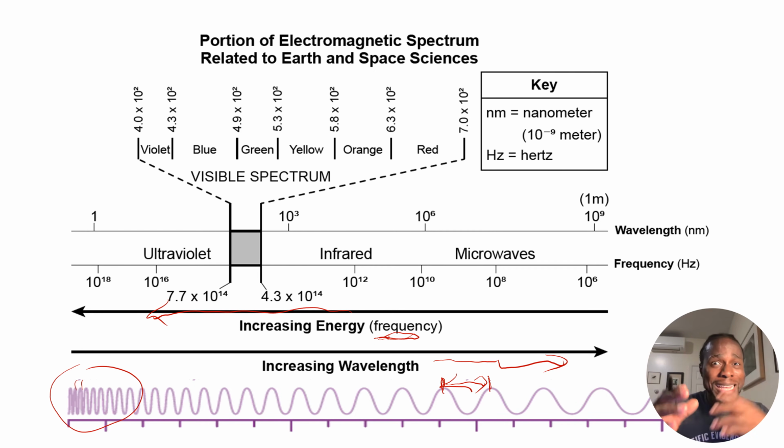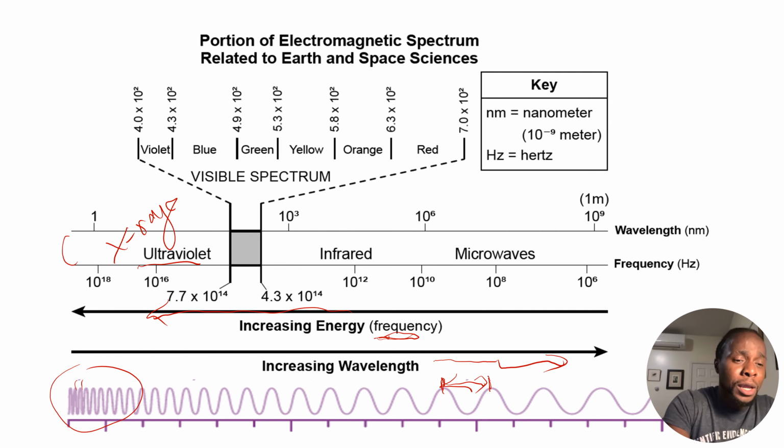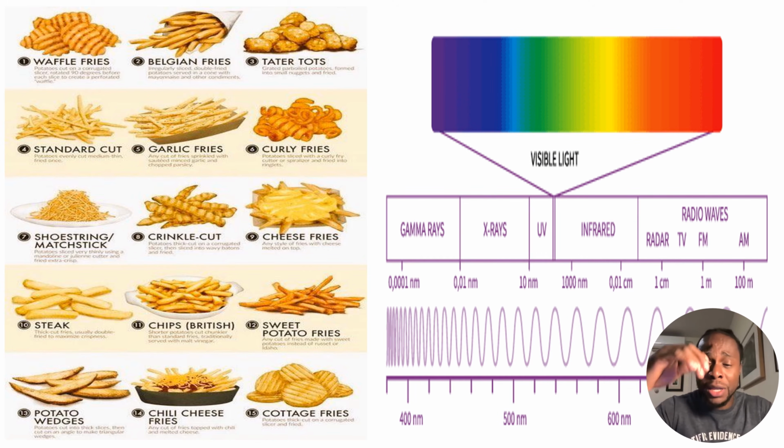Light exists in different forms. Light can exist as ultraviolet waves, can exist as X-ray, can exist as gamma rays, right? In various forms. Think about it. It's pretty much like having potatoes. We can have potato chips. We can have potato French fries. We can have waffles fry.